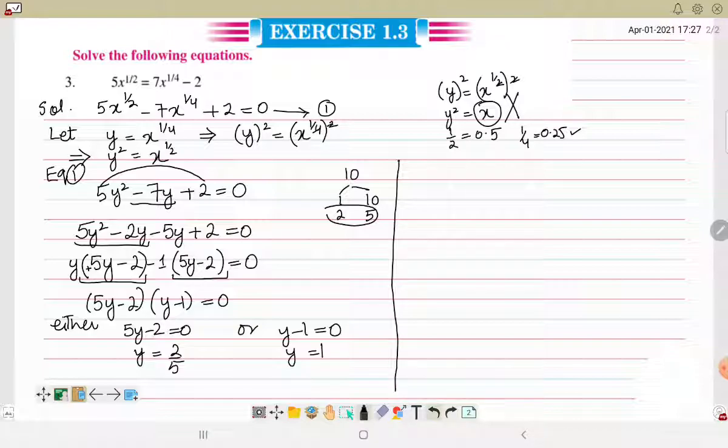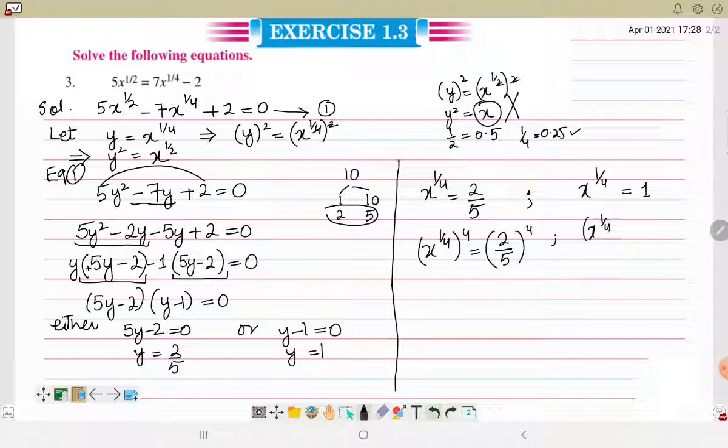How? y को हमने किसकी जगह लिखा था, x की पावर 1/4 की जगह, so हम उसको वो वैल्यू वापस दे देंगे. And for the second factor as well, instead of y we will write x raised to power 1/4 that is equal to 1. So here we just need the value of x and not x raised to power 1/4. So on both sides we'll take fourth power. Here also on both sides we'll take fourth power. So this 4 will get cancelled by 4, and we are left with just x.